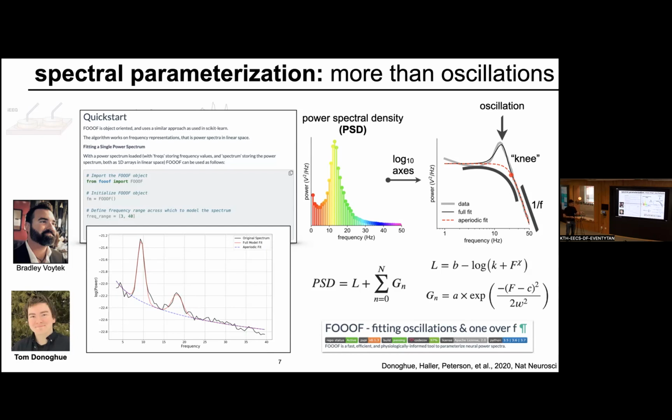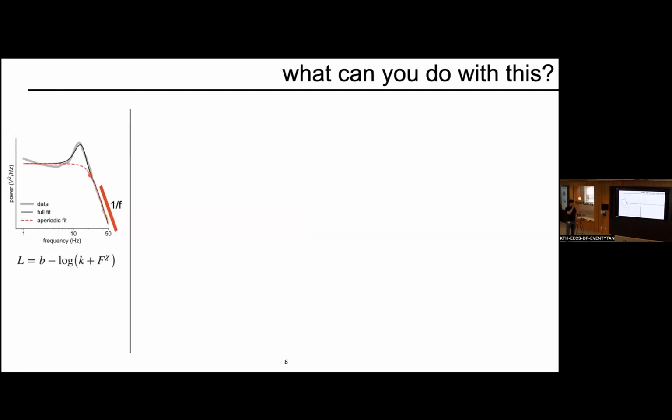I won't talk about the oscillations. You should look up Tom's papers. He has a lot of stuff basically looking at how you could conflate oscillations with this 1/f thing. But today I'll talk about mostly the 1/f and the time constant. So in here, this 1/f is this chi thing, which is the exponent that changes basically the slope of this line.